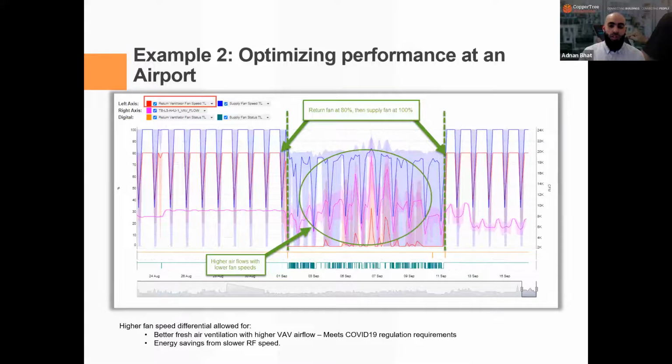So we were using analytics and visualizing the data and testing different fan speeds. We were able to achieve more energy savings by running the return fan at a lower speed. We were also able to improve fresh air ventilation, meeting COVID-19 regulations. So essentially a win-win situation. And this really shows the importance of data-driven decisions in facility management.